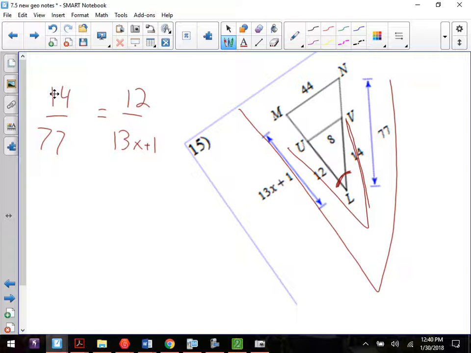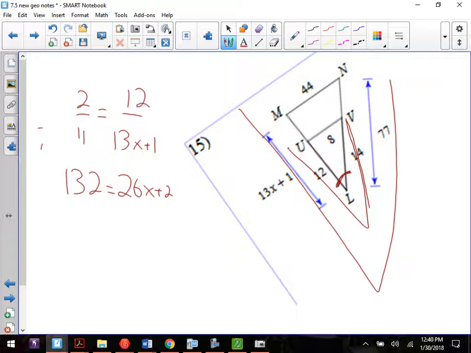Okay? And then I would just go ahead and simplify my fraction on the left, 14 over 77 becomes 2 over 11, divided both by 7. So I would use 2 over 11 as my ratio, just because it's easier. If I cross multiply that, I'm going to get 132 equals 26x plus 2, and then just go ahead and solve from there.